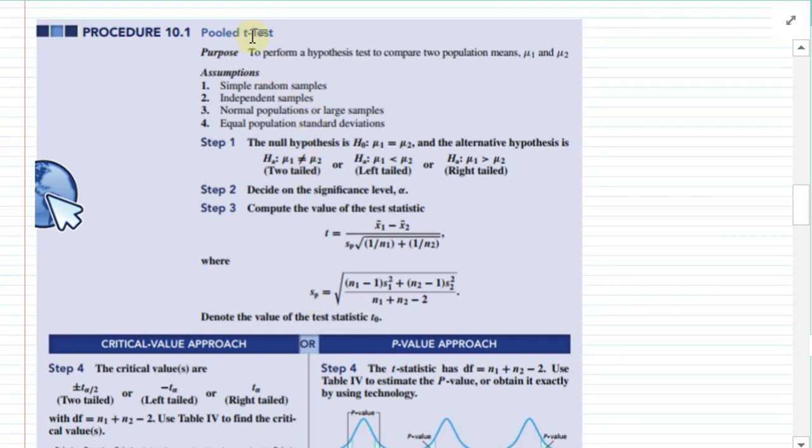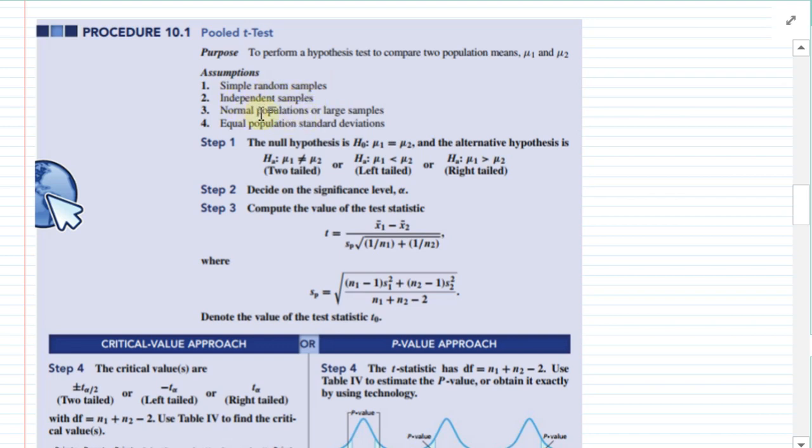Now, the pooled case is actually the more common way of doing this because it works directly with analysis of variances. Okay, so here we go. We want to perform a hypothesis test to compare two population means mu1, mu2. And here are the set of assumptions we have. We have simple random samples. That's always the ongoing assumption in all of our work. We have independent samples in this section.